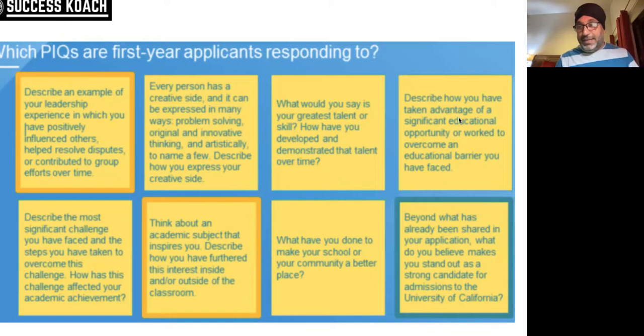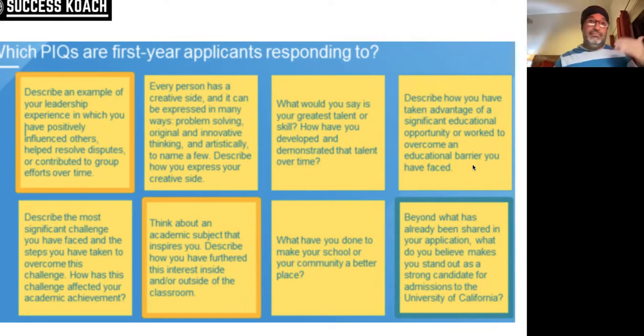Fourth one is describe how you've taken advantage of a significant educational opportunity or work to overcome an educational barrier that you have faced. This is critical to show that I did not have access to something. Assuming you're in a school where certain resources do not exist, okay? And you had to go outside, like do a dual enrollment to learn some of that, or you had to do an AP class outside to learn some of those concepts. That's an educational barrier you've overcome. Maybe you have done an internship outside, picking up on something which you learned in the school, okay? So basically you can take advantage, and it can also be to have overcome educational barriers. So maybe you are suffering depression, or you are going through ADHD, or you're going through some other learning disorder.